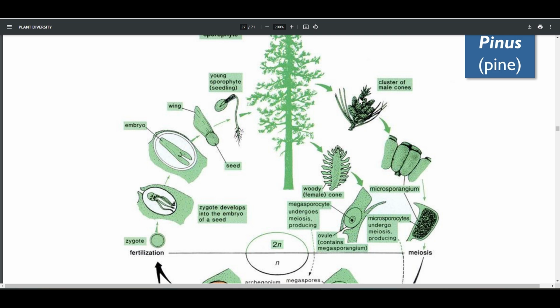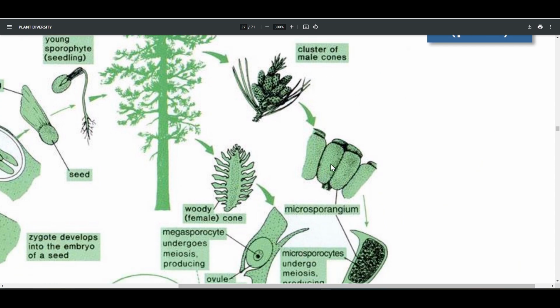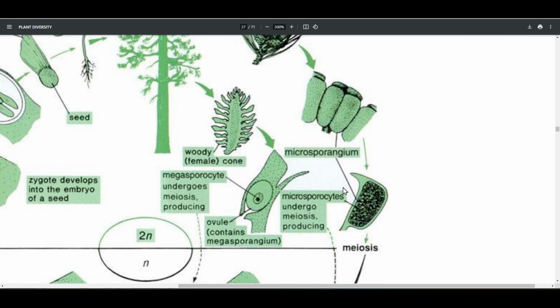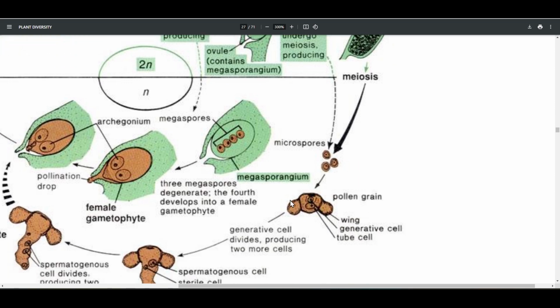So let's take the male route first. The male will have these male cones, obviously, and they have the microsporangium, which has the pollen. This is the mother cell, which produces microspores, and this little thing actually becomes the pollen grain. So the microspores would develop into the pollen grain. I'm not too sure if you can say that.